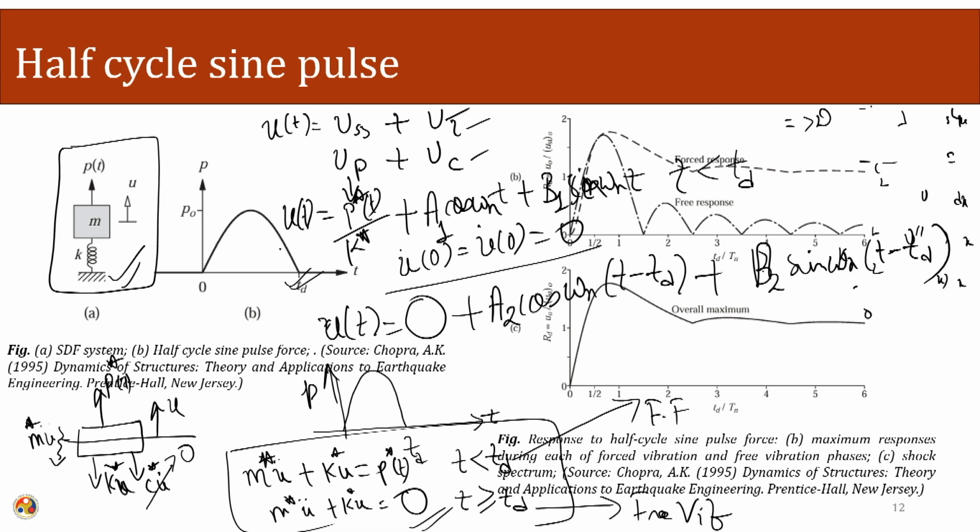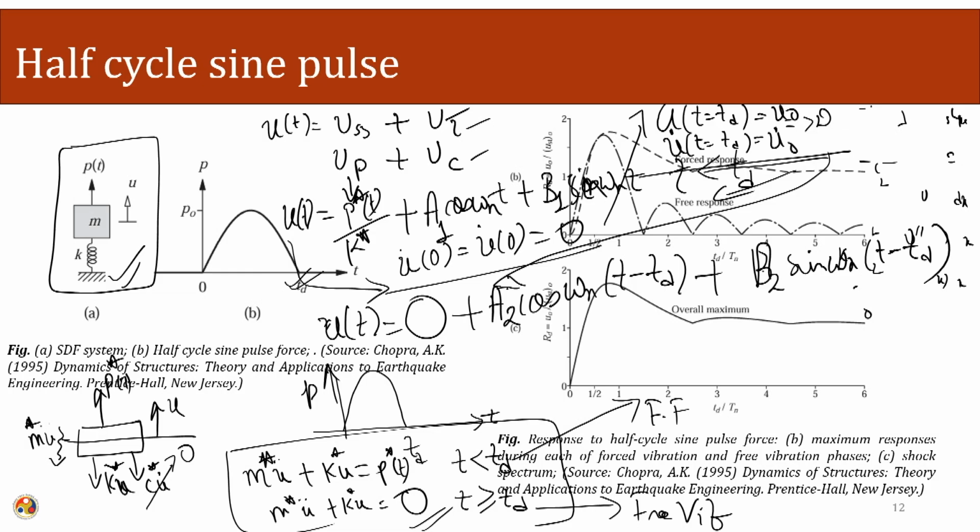And the final condition for this part: whatever is the final condition, u at time t equals Td is u naught, let us say, and the velocity at time t equals Td is u dot naught. So these two final conditions from the first phase we will use as initial conditions for the second phase. The final condition from the forced vibration phase will be used as the initial condition for the free vibration phase, and from there we can calculate our A2 and B2.